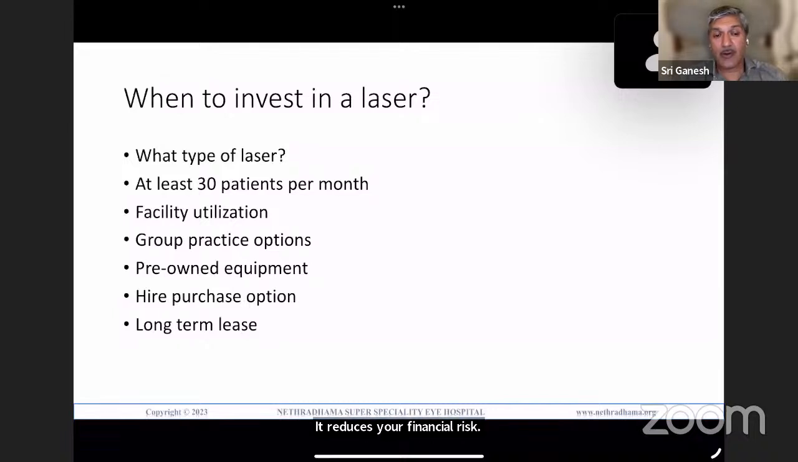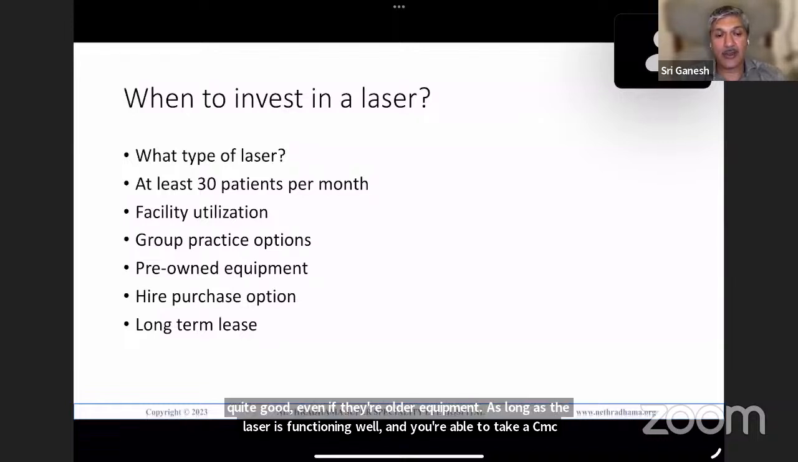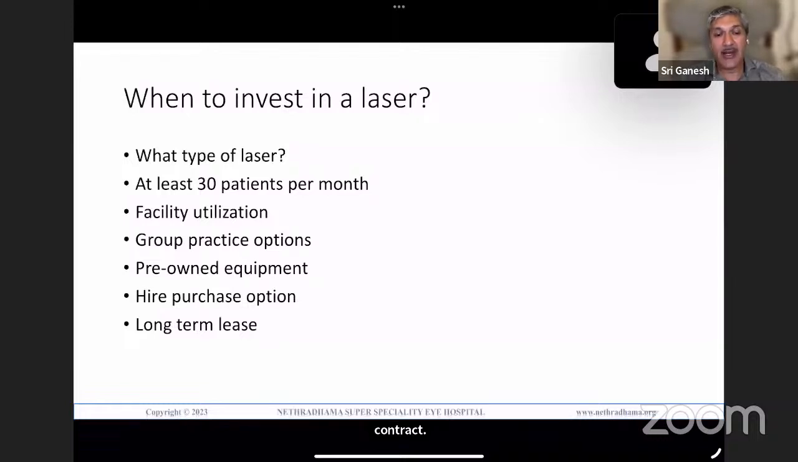Nowadays, you also have pre-owned equipment which you can get at a lower cost, and the pre-owned equipment is quite good, even if they're older equipment, as long as the laser is functioning well and you're able to take a CMC contract, then you can give good results. You need not necessarily have the latest equipment.